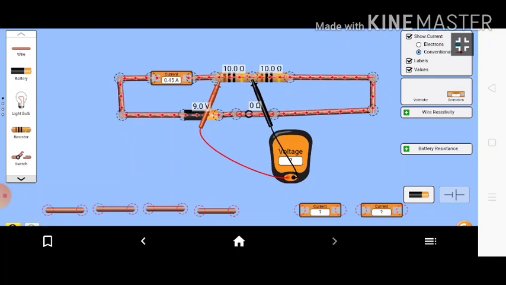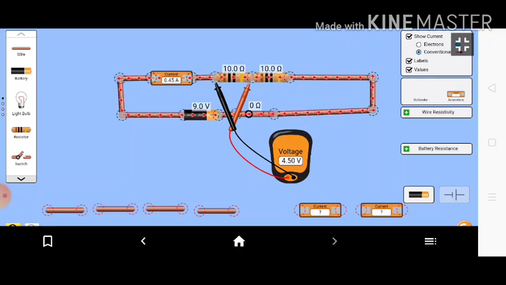Let's just put the terminals, adjust it a little bit. Yes, so you can see that the reading is 4.5 volt. 4.5 volt across the first resistor. What about the second one? Again it is 4.5 volt. So you can see across each resistor the potential drop is 4.5 volt. So 4.5 volt plus 4.5 volt, that gives a total of 9 volt, and that is the EMF of the cell connected. It is showing 9 volt.